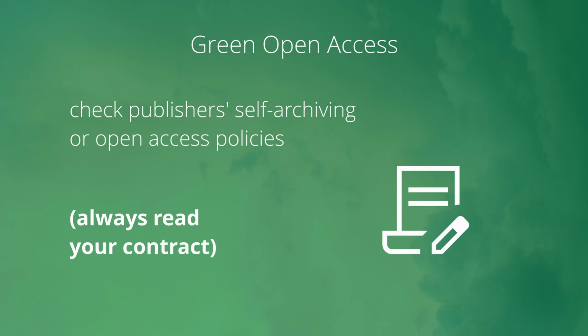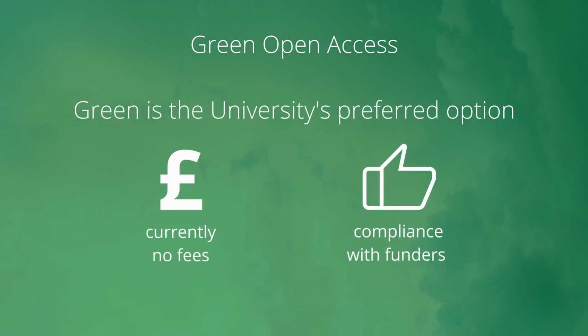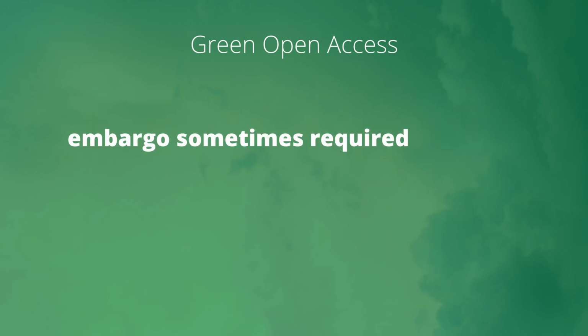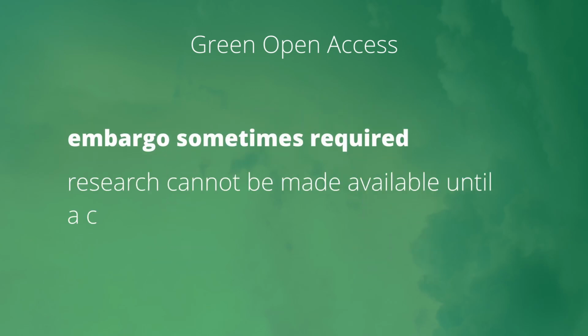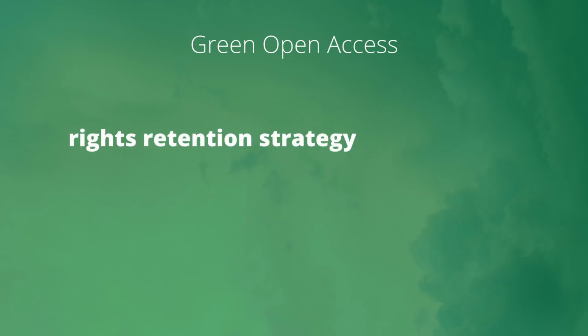Green open access is also what we at the university recommend, as it requires no fees and can easily comply with most funding requirements. Sometimes publishers require an embargo, meaning items cannot be self-archived until a certain period of time has passed. This can sometimes counter funding requirements or go against the university's open access policy. To support researchers in going green, we encourage a rights retention strategy.